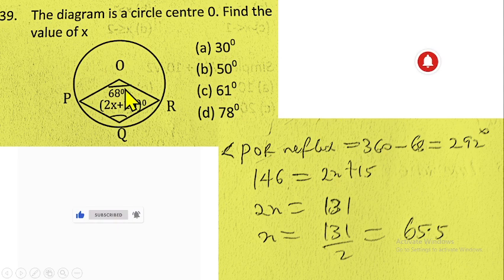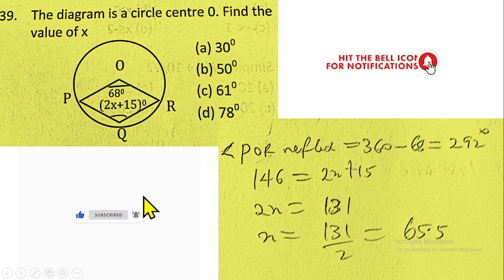Then the angle here is twice the angle here. So what do we do? This angle here will be equal to this angle. Since the angle at the center is twice the angle at the circumference, if I halve it, it will be equal to this. So 292 divided by 2 gives us 146. It will now be equal to 2x plus 15. If you collect like terms, that will be 2x equals 146 minus 15, which gives us 131. So x equals 131 divided by 2, and that should give us 65.5. So none of the options here is correct as well.